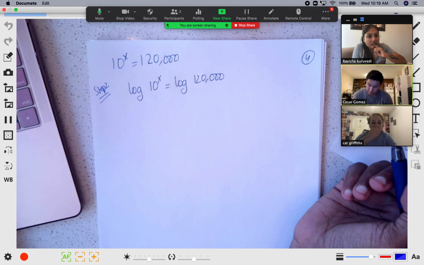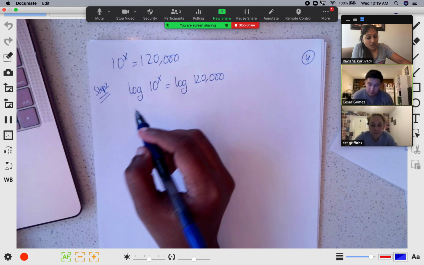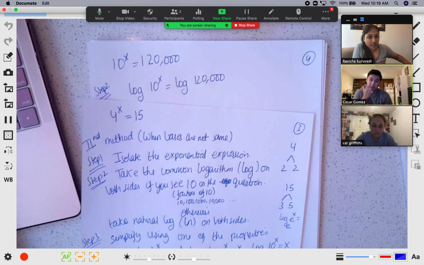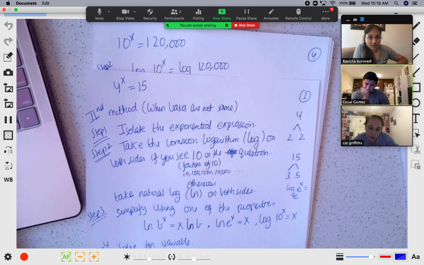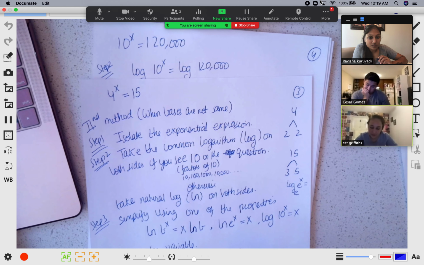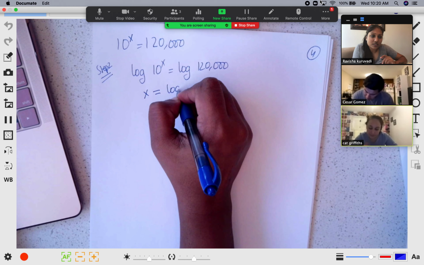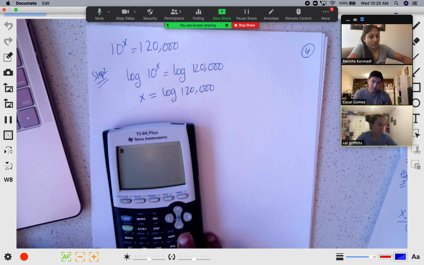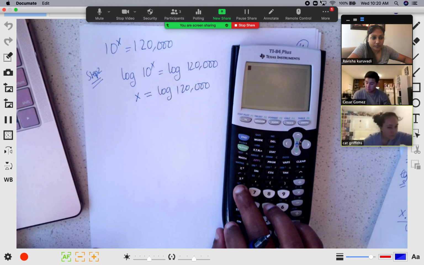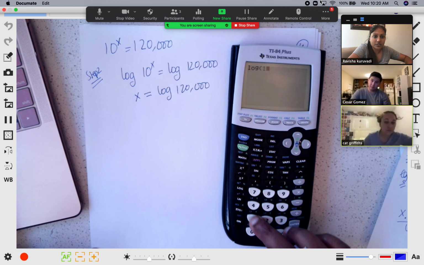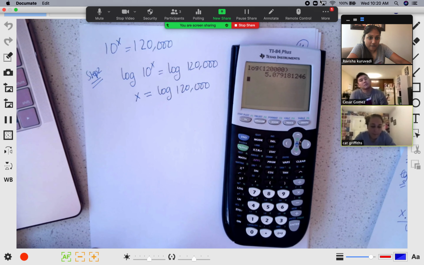Now I have to use the properties. I had 3 properties here. Which property do you think I'm using here now, Kat? 1, 2 or 3? You would be using the third one? Yeah. I have log 10 to the power of x. What is it equal to? x. So this whole thing just becomes x is equal to log 120,000. And you use your calculator to find the value of log 120,000. In this case, you will not use ln now. There is log here on your calculator. Log, then you'll put 120,000, close the bracket, enter. So you get 5.079.